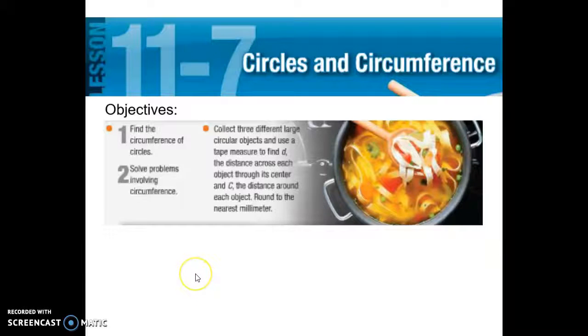Alright, pre-algebra, we are going on to circles now in our geometry unit, and looking at circumference today. So let's give a shout out to Kale for our daily shout out and get started with circles.